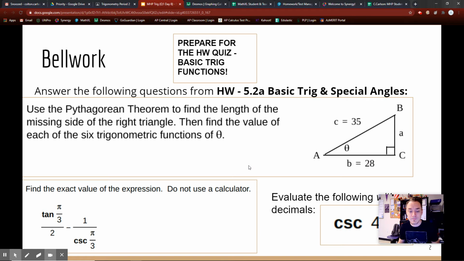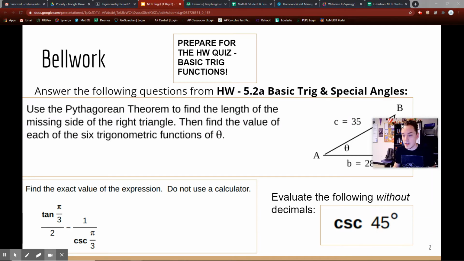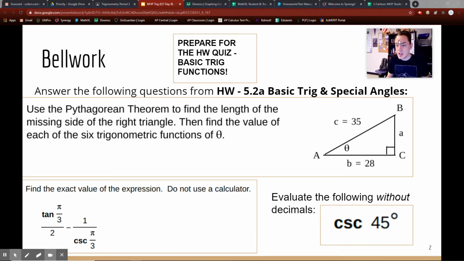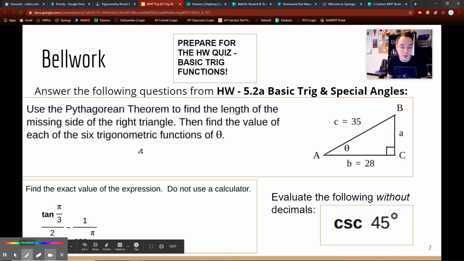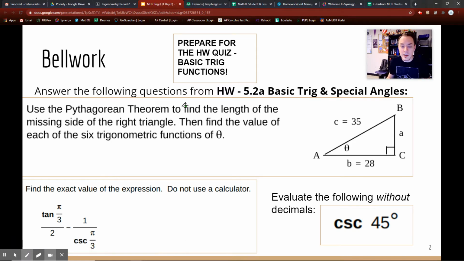Let's get to it. So these are the three questions that I have for you for bell work. I'll move it up here so you can see. Let's get started with the first one. Use the Pythagorean theorem to find the length of the missing side. Do I care about the angle? No, I just care about the length here.